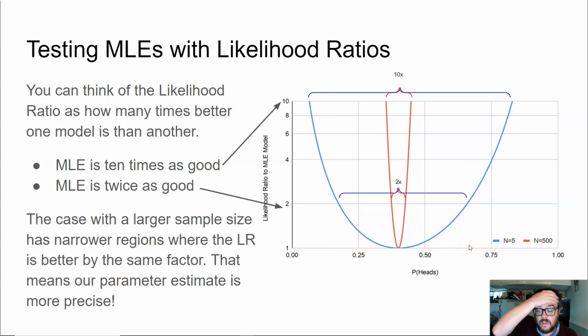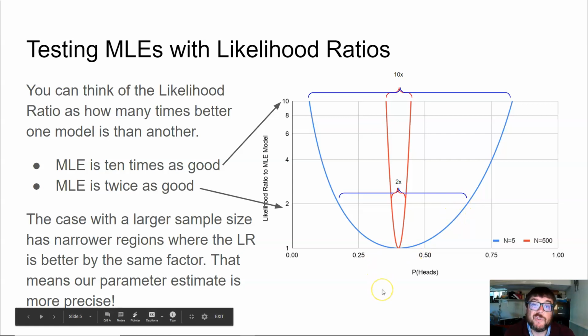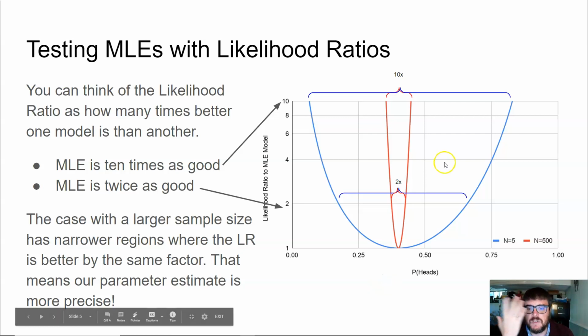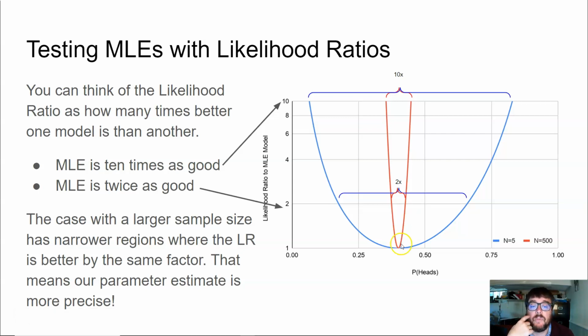So likelihood ratio is a way of saying, look, this model here is twice as good as that model in the red case, and it's twice as good as that model in the blue case. So you can choose what threshold of likelihood ratio you want to use, and 2 or 3 is often used in stats, and say, okay, my model is twice as good as theirs, or this parameter is twice as good as that one.